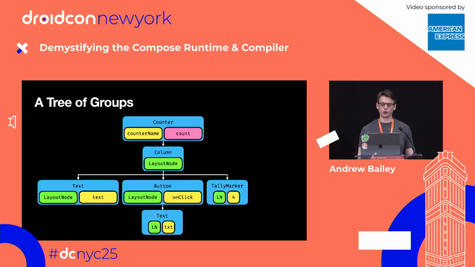What that looks like in this group table so far is that we initially have only one tally marker that contains 4. We are going to start recomposing column. We're going to visit the text, see that nothing has changed, make no changes to the composition hierarchy. We're going to visit button and see that nothing has changed and make no changes to the composition hierarchy.